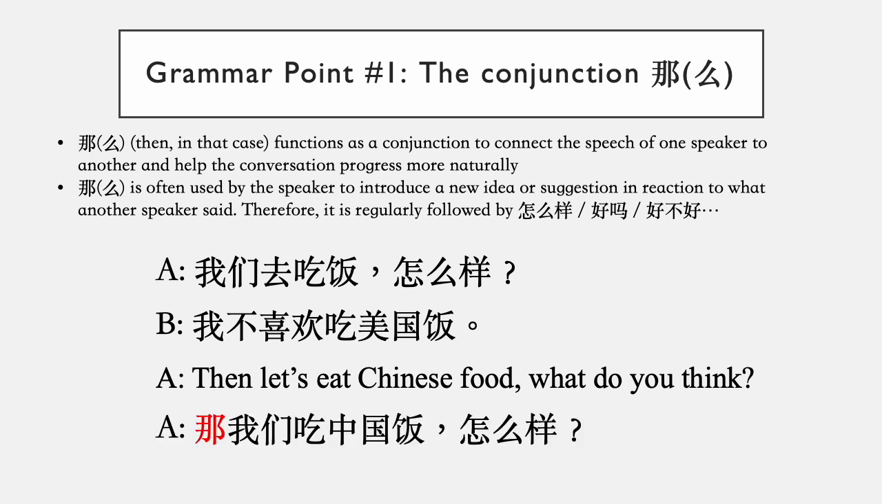You could say, 那我们吃中国饭，怎么样? So notice how this na helps to keep this conversation flowing naturally. And here it's really used to throw out, or at least to suggest, a new idea. And that's why it oftentimes ends with this 怎么样, or 好吗, or 好不好.